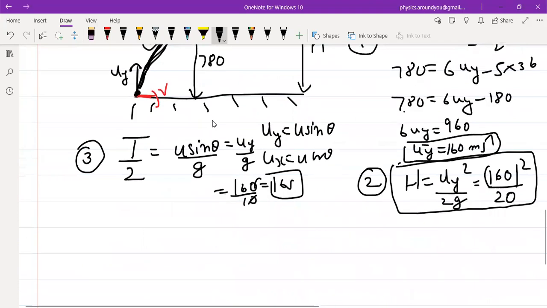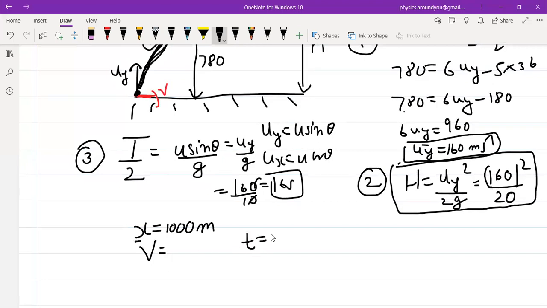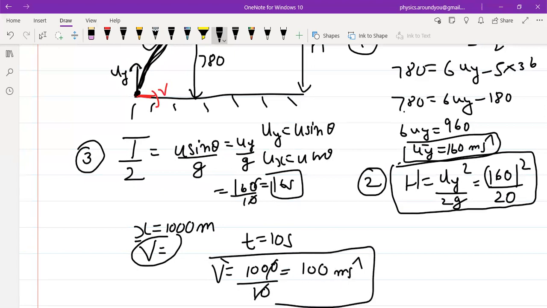Now, it travels 1,000 meters horizontally at a constant speed v in how much time? In 10 seconds. How will I find the constant speed? Constant speed is nothing but the distance traveled x by the time taken to do so. So I arrive at the speed of the aircraft, v, to be 100 meter per second.